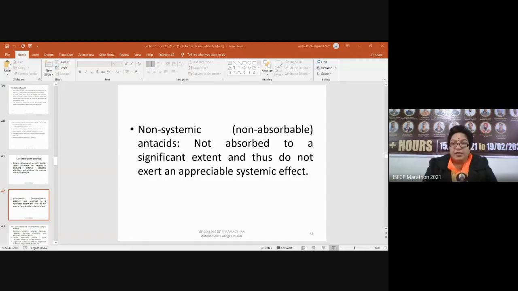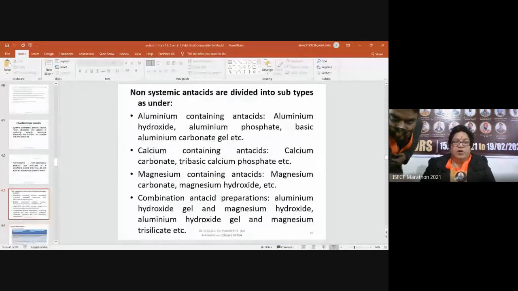Magnesium containing antacids like magnesium carbonate, magnesium hydroxide. See, aluminium and calcium containing antacids, they lead to constipation. Mind it, all the aluminium and calcium containing antacids, they cause constipation, whereas magnesium containing antacids, they lead to diarrhea or they may be laxatives. So a combination therapy has to be used.